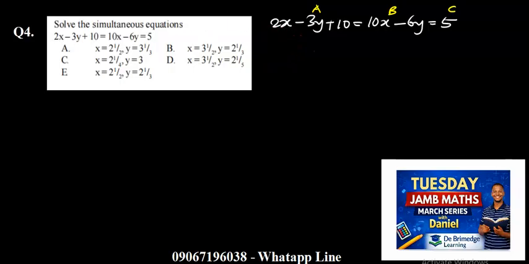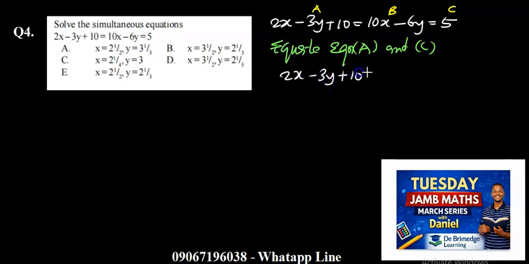Let's use this to equate equation A and C. If you do this, this is going to give us 2x minus 3y plus 10 is equal to 5. So let's solve this properly. If we simplify, this is going to move over down here. So this is going to give us 2x minus 3y is equal to 10 minus 5. So this is going to be 5, and then this comes over and becomes minus 10.